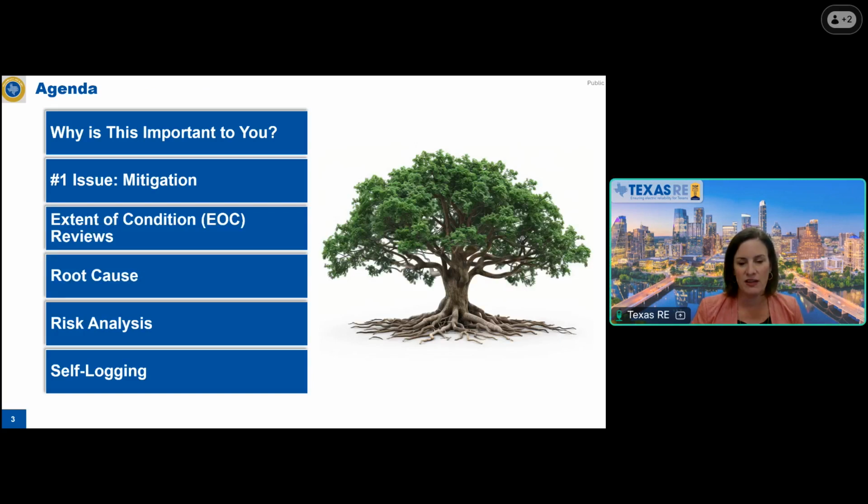Then we'll talk a little bit about extent of condition, which is another item that you will be entering into the system. Third, we'll talk about root cause, and then we'll talk a little bit about risk analysis. And finally, we'll touch on self-logging, which is a different program than self-reporting, and we'll talk about how it's different when we get there.